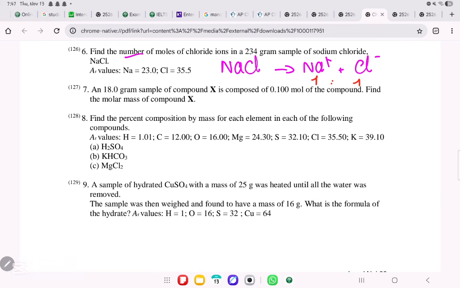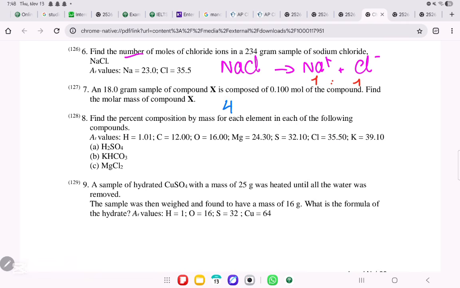Now we find the number of moles of NaCl. Number of moles of NaCl is equal to the mass over the molar mass. The mass of NaCl is given to us as 234, over the molar mass of NaCl. Na is 23, Cl is 35.5, so that's 58.5. So the number of moles of NaCl is 234 over 58.5, which is 4.